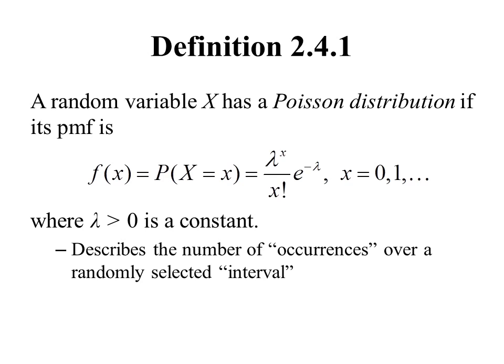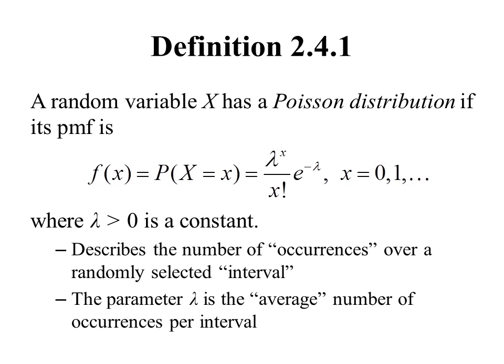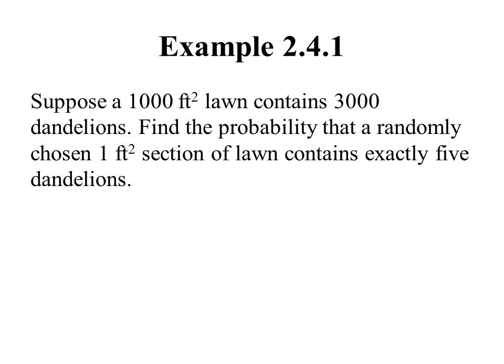Now, interval could take on a lot of different meanings. It could be an interval of time, it could be an interval of length, it could be an interval of area, it could be an interval of volume. And then an occurrence is just something that we're interested in, and we'll illustrate this with our next example. Now, the parameter lambda is the quote-unquote average number of occurrences per interval. Okay? And so to illustrate this, let's look at this example.